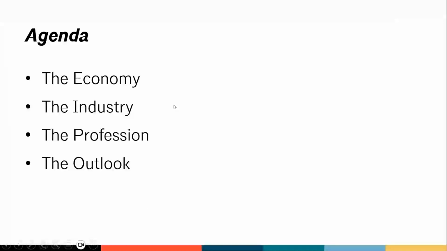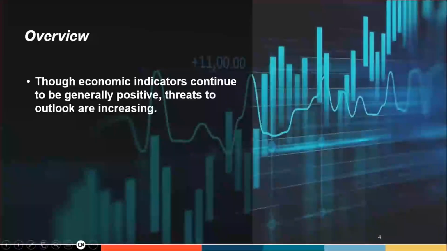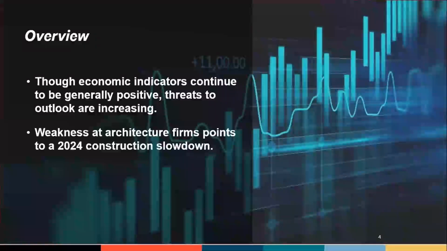So I have split our talk today into four parts: the economy, our industry, the profession, and then I'll end with the outlook. So what's going on in the economy? Generally, our economic indicators are positive, but we're seeing a lot of threats to the outlook. And I think that's pretty consistent with what we've been saying all year, to be frank. There's been ups and downs with different measures, and I'll talk about the ones that are positive, but also why we see these threats increasing.